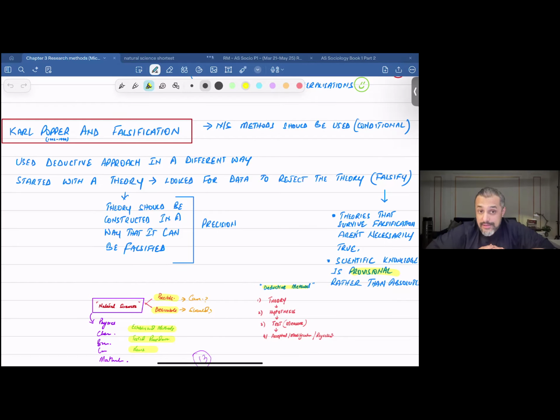Yes, you heard me right. According to Popper, instead of trying to prove your theory right, a sociologist should work towards proving his or her theory wrong. Why? And this he refers to as falsification. Why the word falsification? Falsification, like I said, means trying to prove your theory wrong.